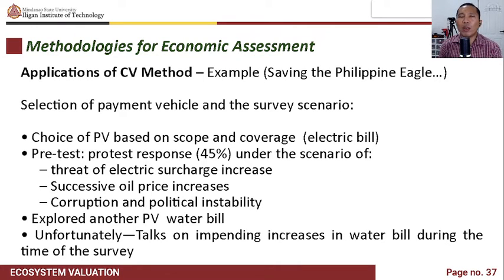So when choosing the payment vehicle, this is actually the method that they will use to carry out the survey. The choice of the payment vehicle is based on the scope and coverage. So electric bill, for example, in the pretest had a protest response of 45%, because people will be skeptical given the increase in electric charges, successive oil price increases, or corruption and political instability. So you'll be able to get this in a pretest.